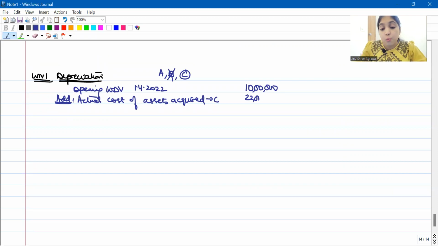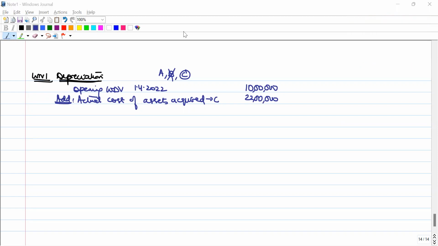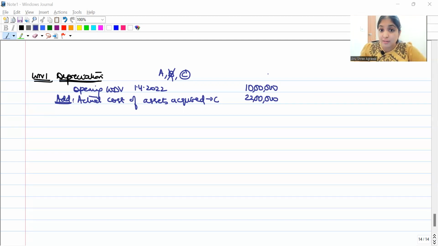Okay. Now, whenever we purchase a new asset, tell me guys, what are the rules I've told you? Whenever you purchase a new asset, whenever you add actual cost of assets acquired, immediately there are 2 things that should come to your mind. What are those 2 things? Come on, tell me. I've already discussed them with you. Number 1, you will check whether the 180 days condition is fulfilled or not. And number 2, additional depreciation. You always check for 2 things, guys.